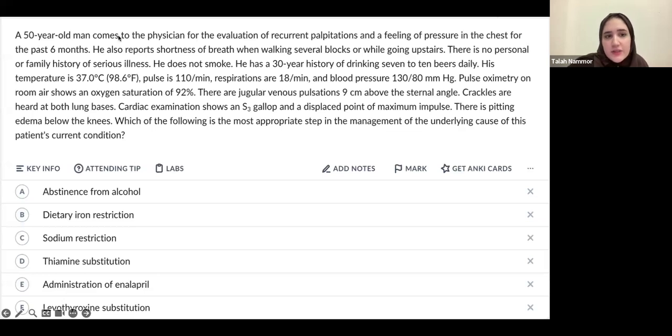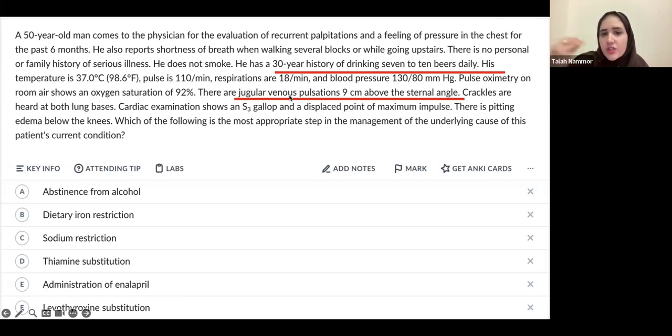Let's move on. A 50-year-old man comes to the physician for the evaluation of recurrent palpitations and feeling of pressure in the chest for the past 6 months. He also reports shortness of breath when walking several blocks or while going upstairs. There is no personal or family history of serious illness. He does not smoke. He has a 30-year history of drinking 7 to 10 beers daily. His temperature is normal. Pulse is elevated, so I know tachycardic. Respirations are normal, blood pressure is a little bit high, and pulse oximetry shows oxygen saturation of 92, a little bit decreased. We have jugular venous pulsation 9 centimeters above the sternal angle, so it's elevated.